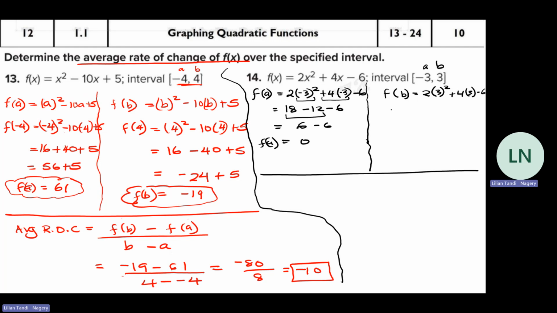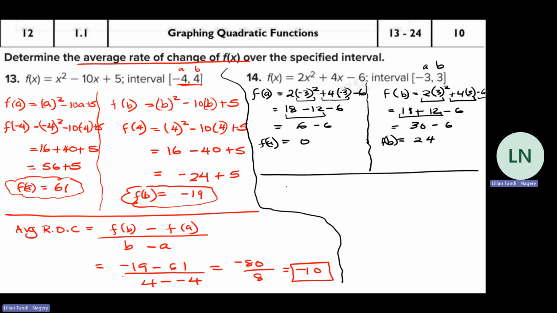All right, so you're going to do here f of B. This should give you 18. This should give you 12. And that should give you negative 6. This and this should give you 30. And 30 minus 6 is 24. So f of B is 24.